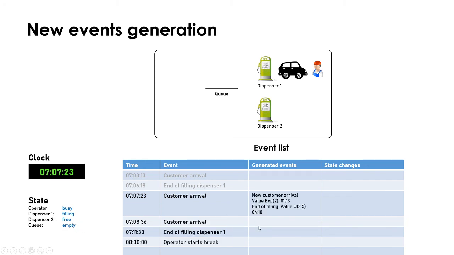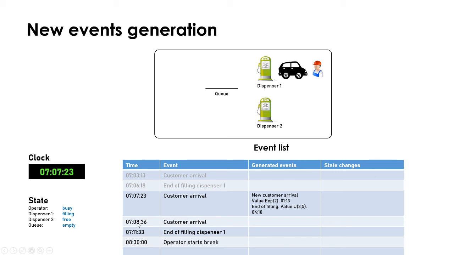And we need to generate the events, this new event generation, because we have to schedule the arrival of the third customer. We generate a value following an exponential, in this case 1 minute 13 seconds, and we have to generate a value for the filling time and have our end of filling. So we're supposing the filling will take 4 minutes 10 seconds, and the next customer will arrive in 1 minute 13 seconds. That leads us to these two new events.